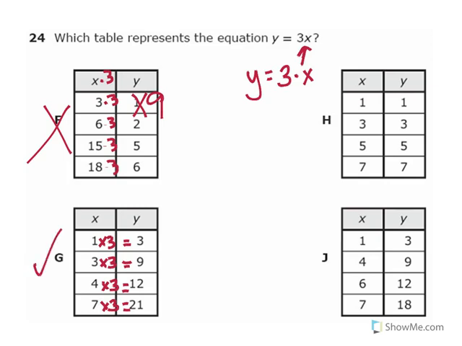But y'all, I can't tell you how many times I see these little mistakes. So check them all just to be sure, okay? So H, 1 times 3 is not 1. So that cannot be it. And then J, 1 times 3 is 3. But 4 times 3 is not 9. So it's not that. So my answer is G.